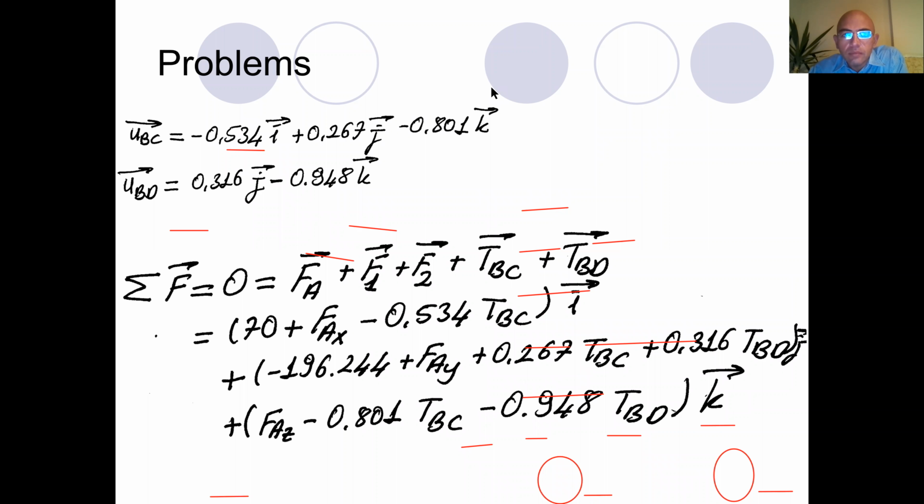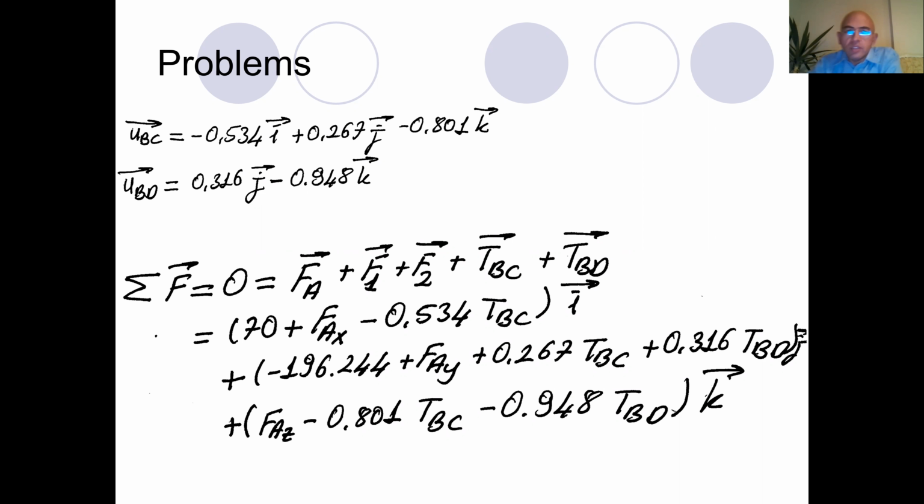In fact, if we calculate the unit vectors along the cables BC and BD, what we are going to find is UBC equals minus 0.534 I vector plus 0.267 J vector minus 0.801 K vector. UBD is 0.316 J vector minus 0.948 K vector.